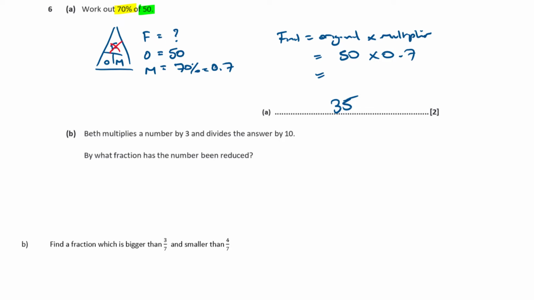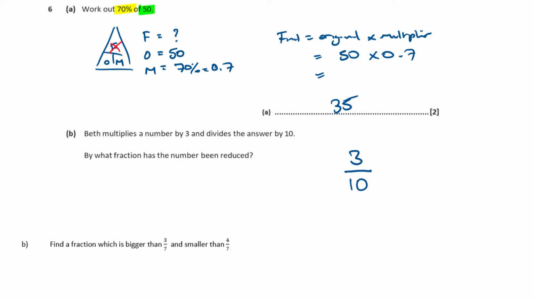B. Beth multiplies a number by 3 and divides the answer by 10. By what fraction has the number been reduced? Okay, so Beth takes a number and multiplies it by 3 and then divides it by 10. So basically she's finding 3/10 of the number, isn't she? So it's 3/10. I'm just going to leave it as 3/10. When you multiply a number by 3/10, you'll be multiplying it by the numerator and dividing by the denominator, wouldn't you? So it's 3/10 of my number.